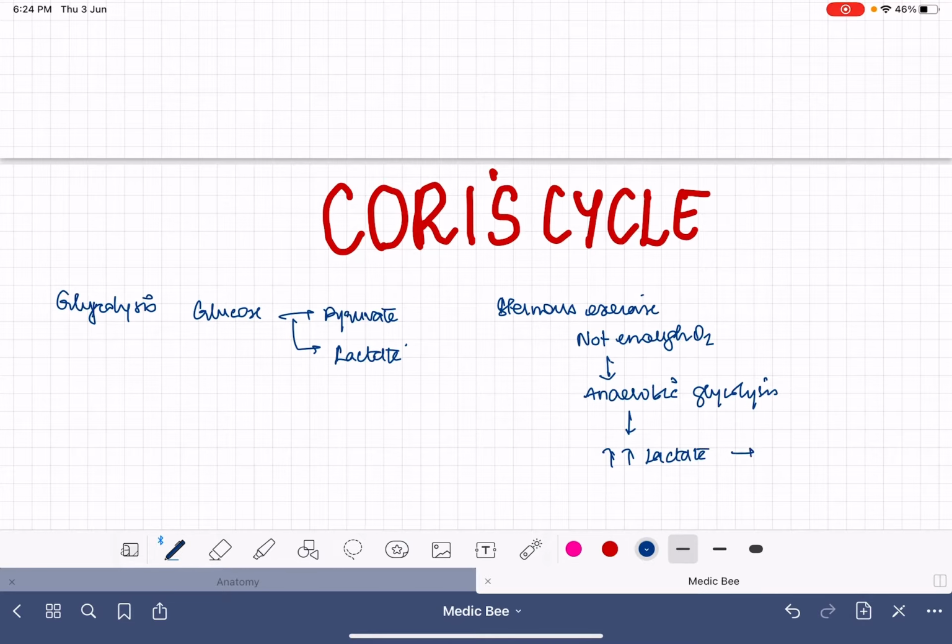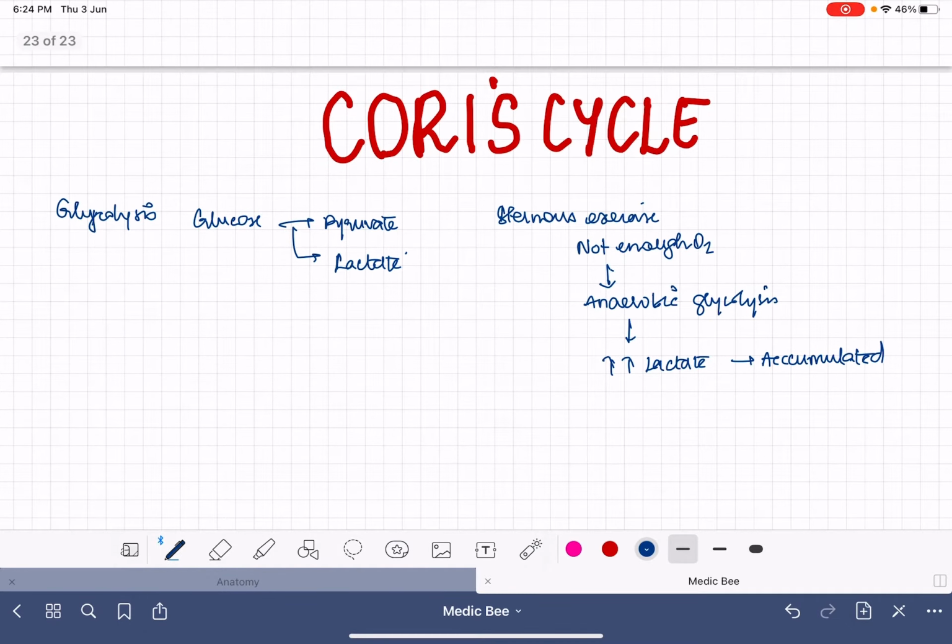This lactate will get accumulated, and due to this accumulation there is a phenomenon that is seen in our muscles, which is called muscle cramps. Muscle cramps are something you would have experienced in your life when you go for a marathon or keep doing strenuous physical exercise. So prevention of this accumulation of lactate is very important to avoid muscle cramps.